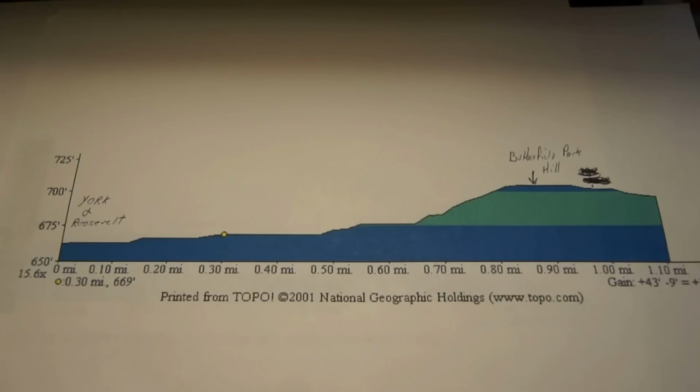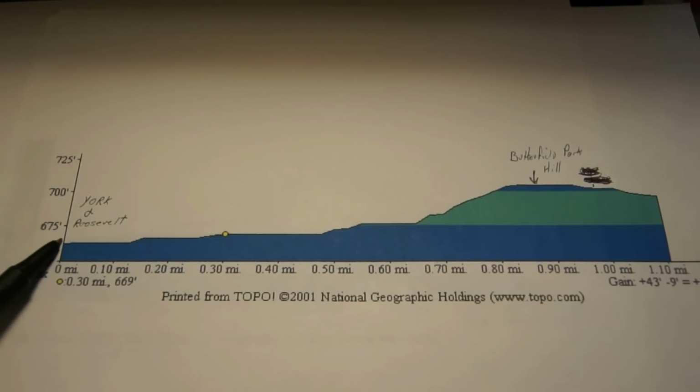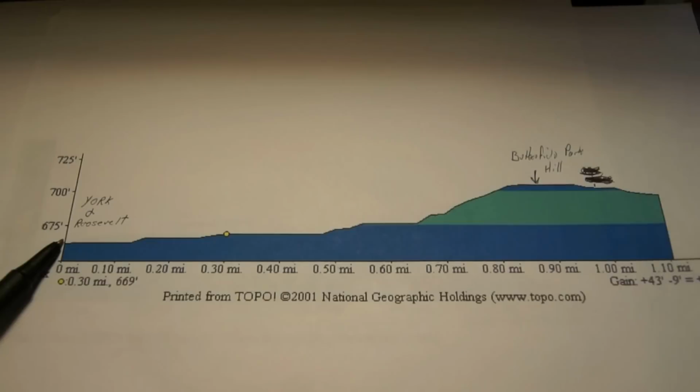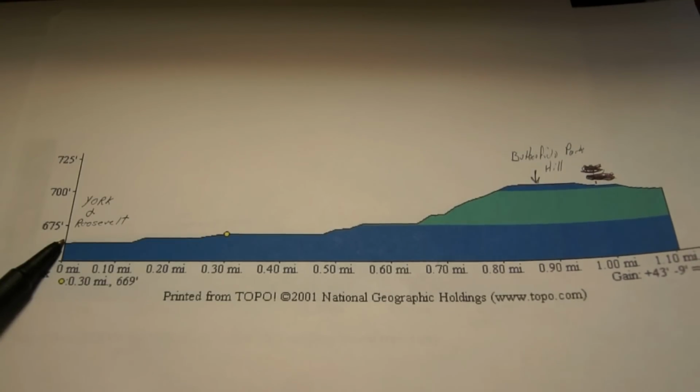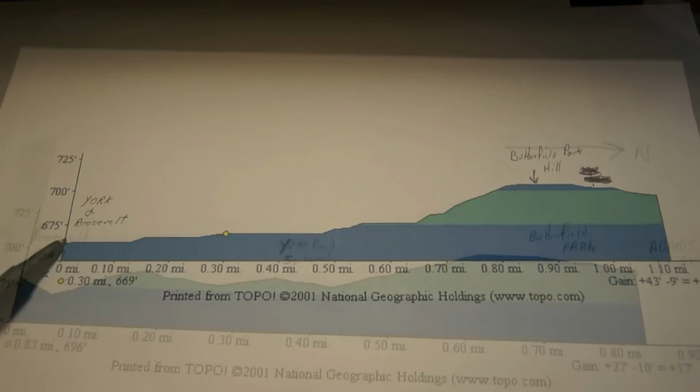And when you go from Butterfield Park down to York and Roosevelt, which is where the swamp is, the center of the old swamp, you can see a considerable amount of slope. We're talking 30, 35, 40 feet, so you can imagine how the rain runs down that hill.